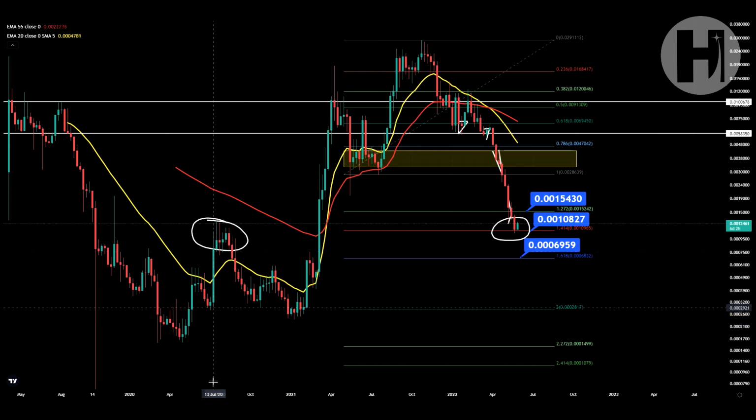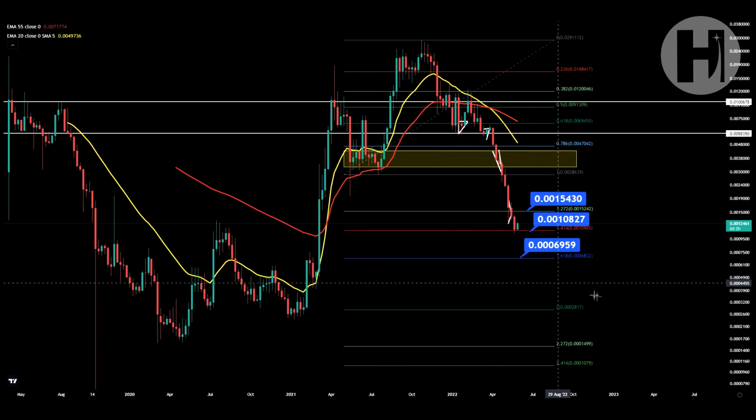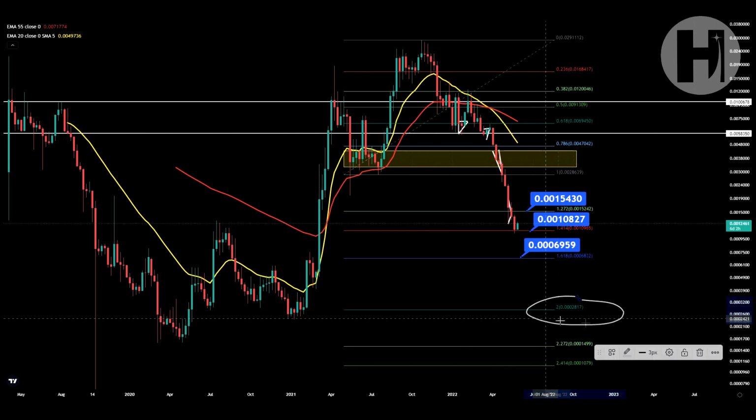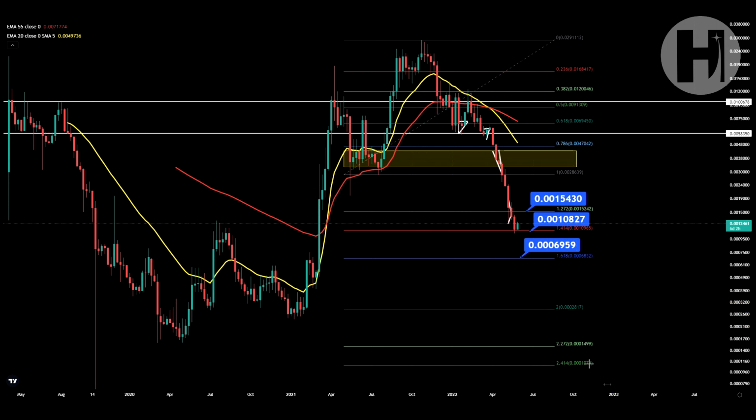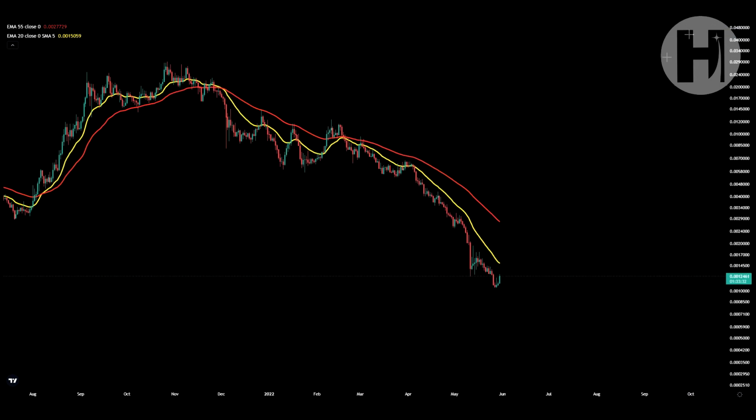So, this pullback can get real nasty, and we can even go down to the second fib level here. But let's not get ahead of ourselves. First off, I do want to test the 1.618 fib retracement. I'm getting my words mixed up, I do apologize. Now let's jump into the daily chart. Okay, now jumping into the daily chart.